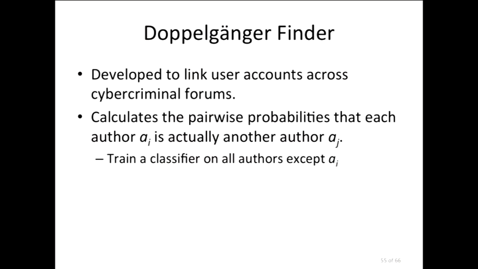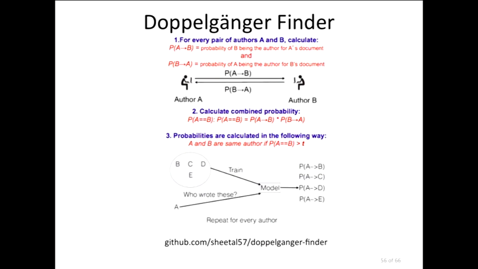Doppelganger Finder is an algorithm that was presented. It was created to link user accounts across cybercriminal forums. And this kind of naturally seems like it would work for our problem, because really what we're trying to do is link accounts across the web. This method works by calculating the probability that each author wrote another author's documents. And then for each pair of authors, it combines these probabilities, and every probability above a certain inputted threshold is considered to be the same person, and below it is considered to be different people.